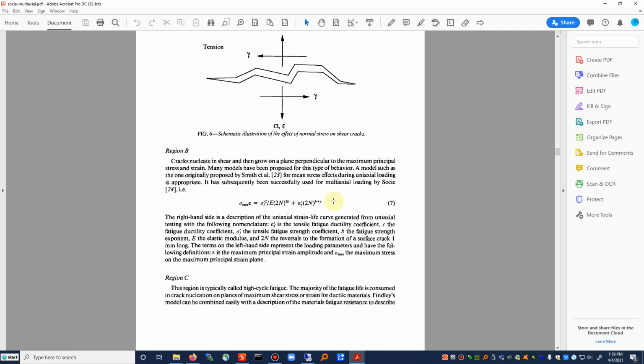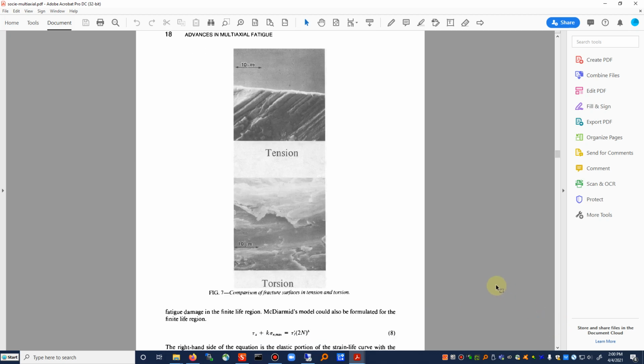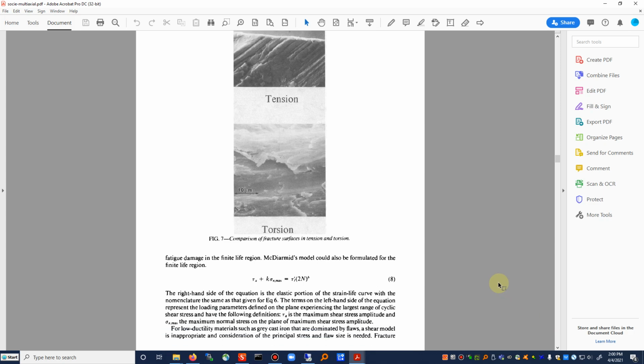And then region C, this region is typically called the high cycle fatigue region. The majority of the fatigue life is consumed by crack nucleation on planes of maximum shear stress or strain for ductile materials. Findley's model can be combined easily with the description of the material's fatigue resistance to describe fatigue damage in the finite life region. So here we have tau a plus k sigma n max is equal to tau f prime times 2N_f to the b. Of course, what we have is more sensitivity to the high cycle region. We don't have a lot of plastic straining going on, so we're using just the material property tau f prime.